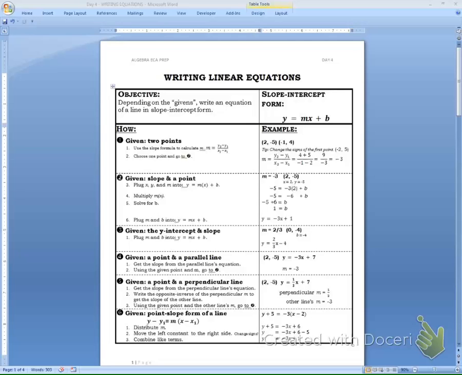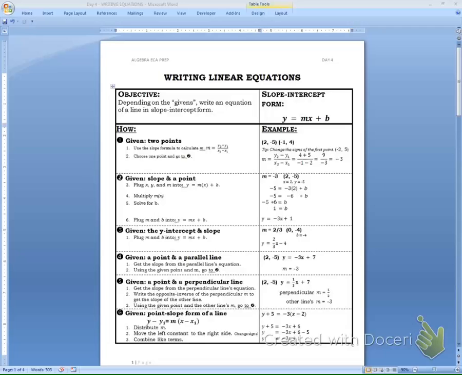One of the units in Algebra 1A that's often forgotten by the time you're here in Algebra 1B is writing linear equations. So we're going to review a little bit of that in this course. The objective for writing linear equations is, depending on the givens, write the equation of a line in slope-intercept form.